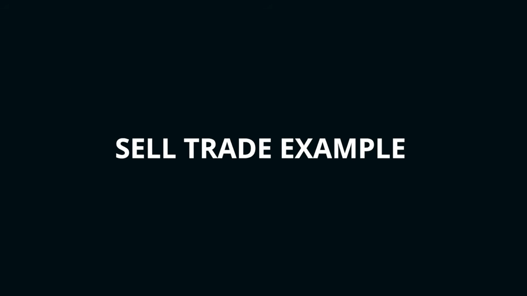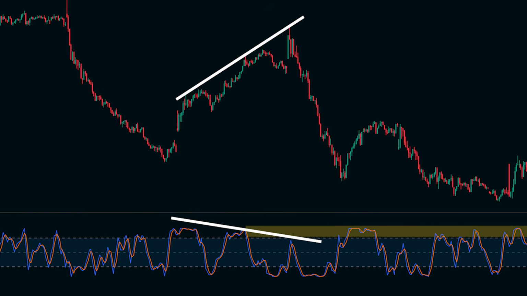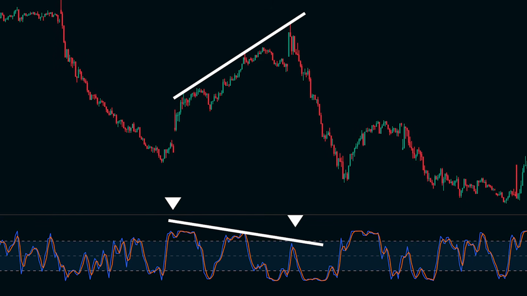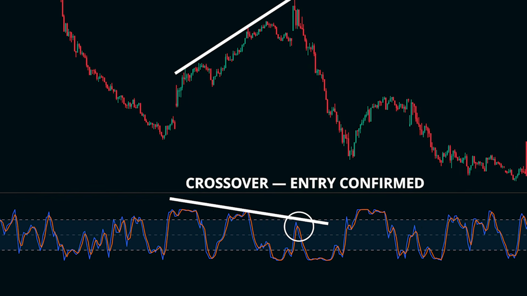Here is a sell trade example. Price makes a first swing high. Stochastic RSI is in the overbought zone. Price makes a second swing high, higher than the first, but stochastic RSI at the second high is lower. Bearish divergence is confirmed. Then %K crosses below %D.